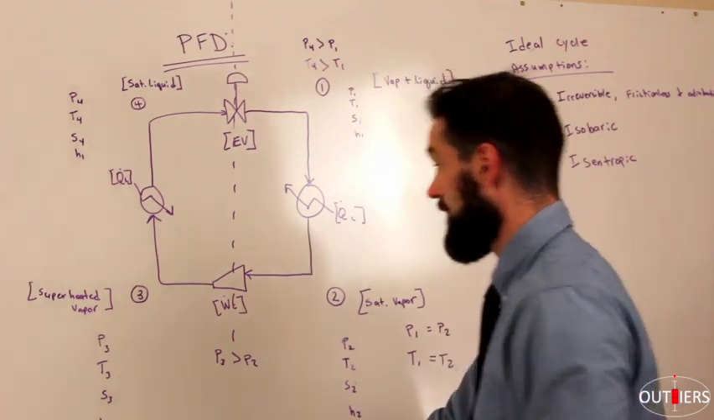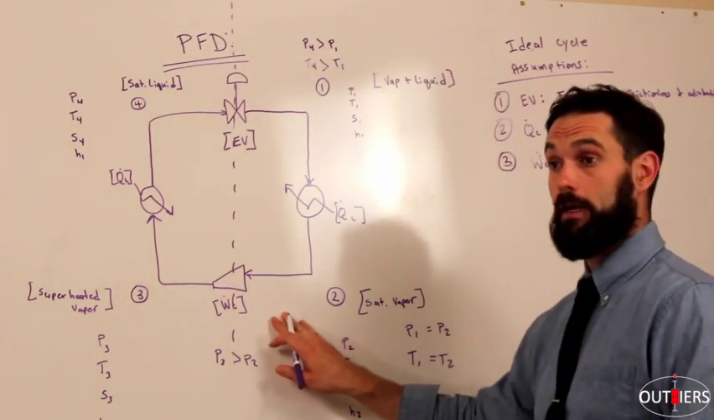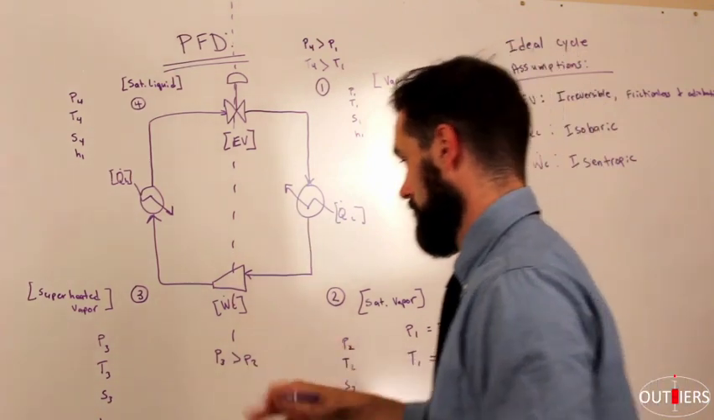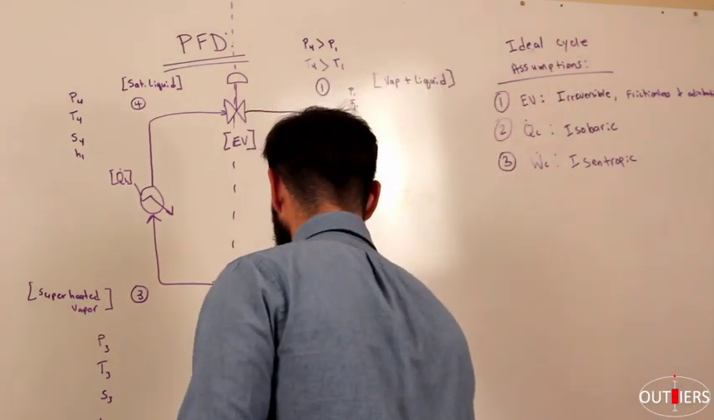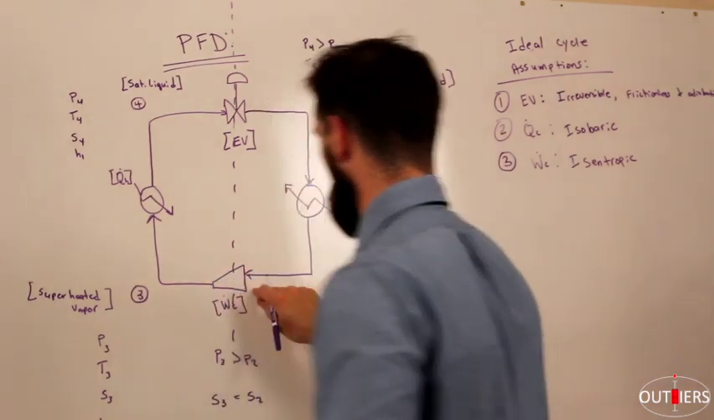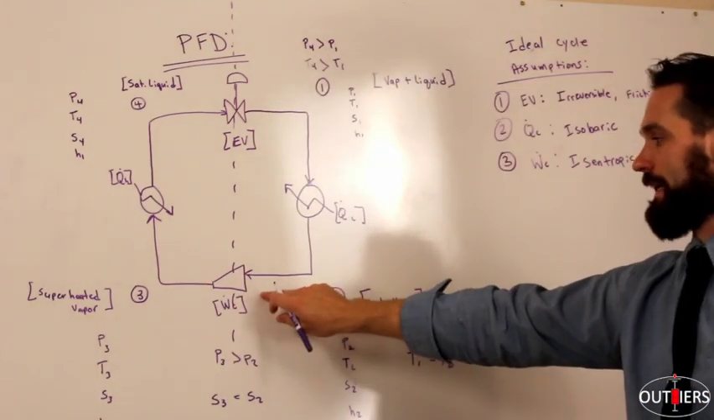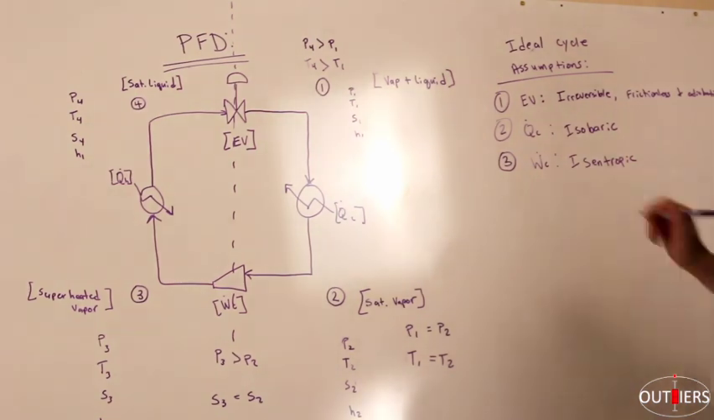So in our best case, we're going to assume that this compressor is actually reversible, meaning that the entropy at state 3 is equal to the entropy at state 2 because the compressor is not imparting any entropy. It's isentropic.